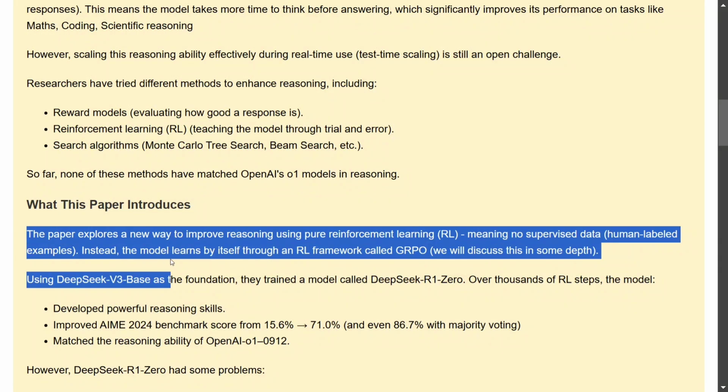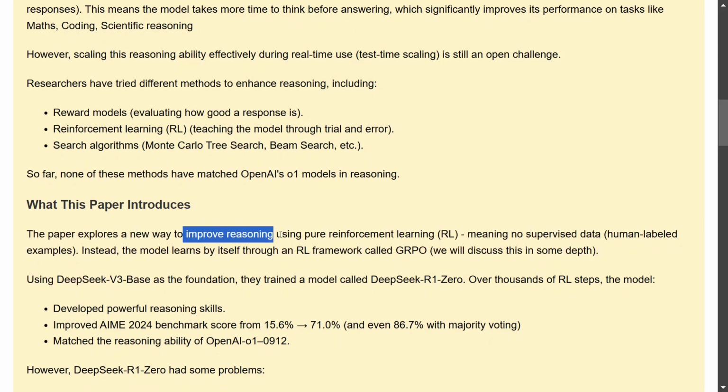Now, what has come into this paper and what has led to the US stock market crash? That is improving reasoning using pure reinforcement learning, meaning you are not using any supervised data. You are just going with pure reinforcement learning and you're using an algorithm called GRPO. I've already discussed GRPO in quite some detail in my previous video. Just check it out. I'll be giving you a brief in this blog as well, so no worries.